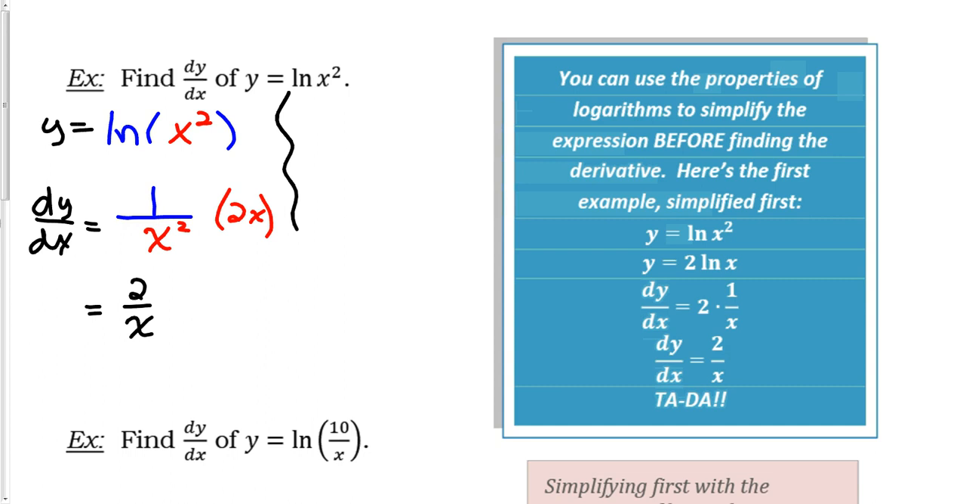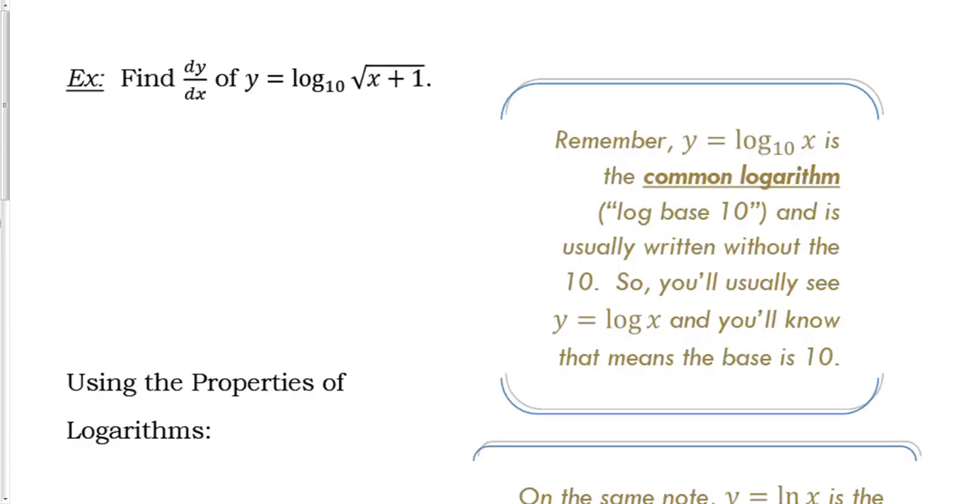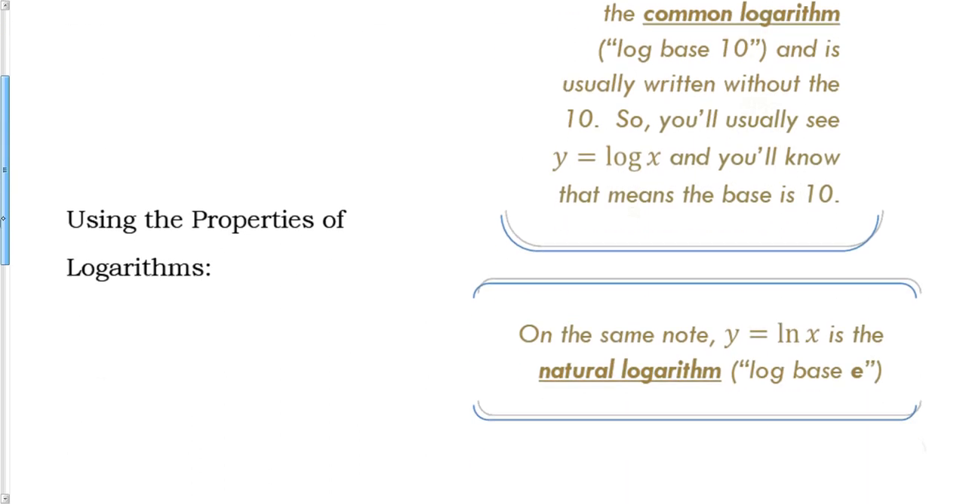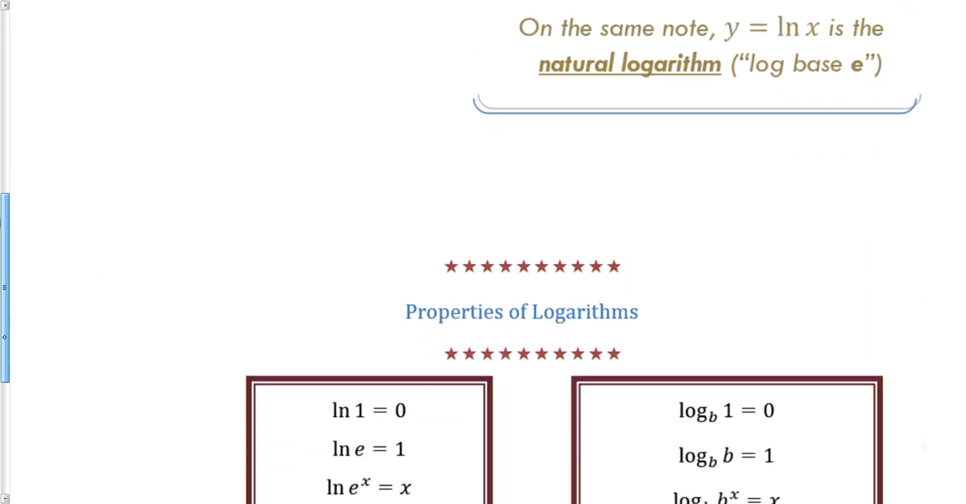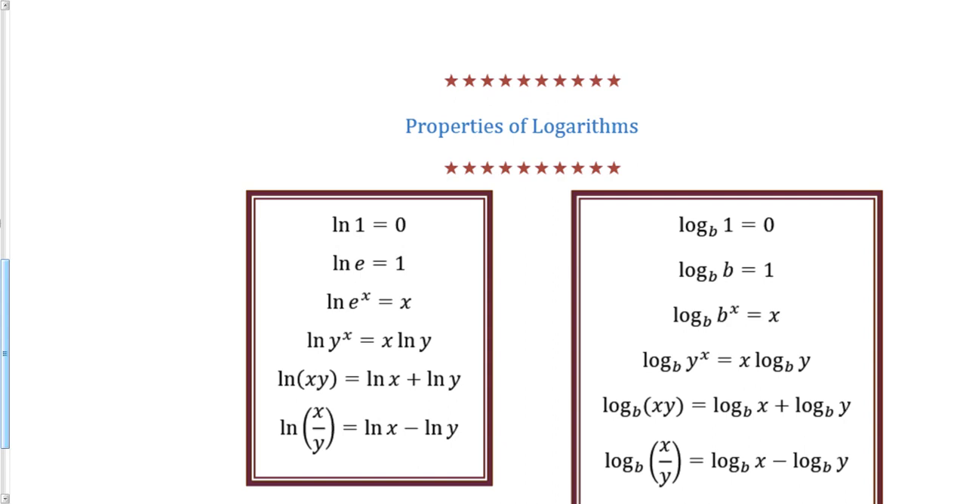Now, the other thing that we could have done is use our log properties first. If you look at this box right here, starting with our function, there is a property. I'm going to scroll to where the properties are. They're on the next page. I'm going to scroll down now because they're near the bottom. The rule that we're looking at is this one. If I have the natural log of something raised to an exponent, I can bring that exponent down in front times the natural log of y.